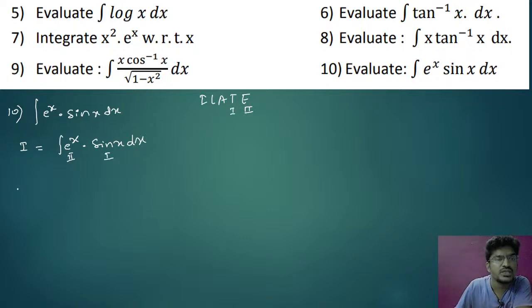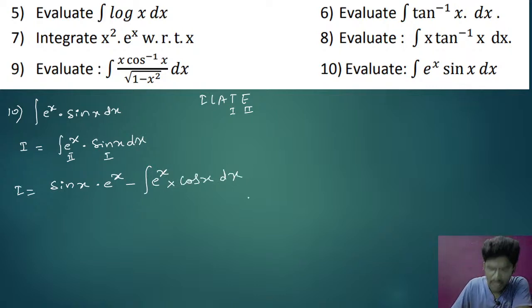So now from this, I will be equal to, write the first function as it is. Integration of the second function is what? Integration of e raised to x is e raised to x, minus integration of this e raised to x, you have to write here, multiplied with differentiation of sin x, is what? Cos x with respect to dx.